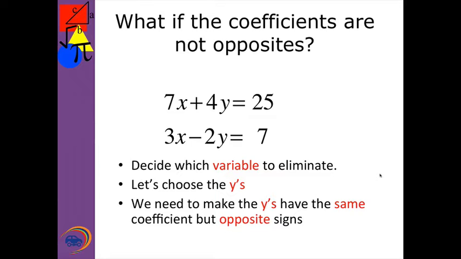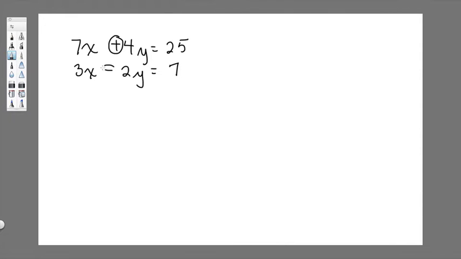So let's go to our slate and we're going to copy down the problem. So 7x plus 4y equals 25. 3x minus 2y equals 7. So there's two things I need to do. I need to make sure they're opposite in sign. Well, they are opposite in sign. Now what I need to make sure they are is the same coefficient. This is a 4 and this is a 2. Well, if I double the 2, it would become 4.